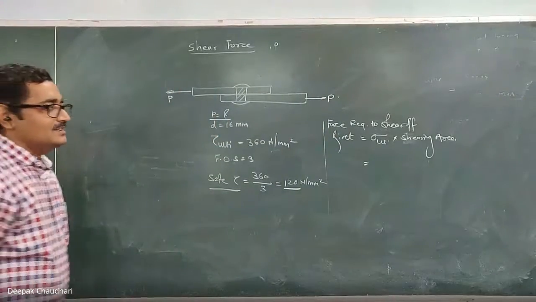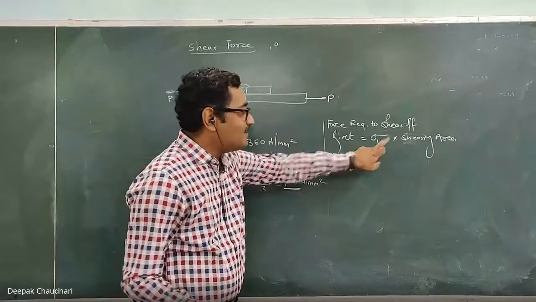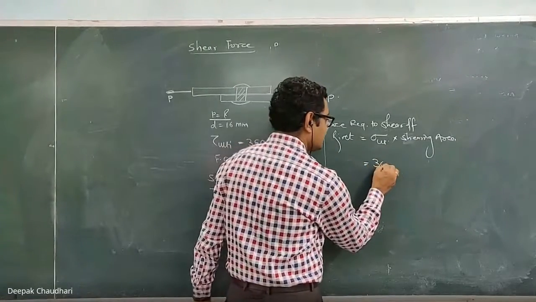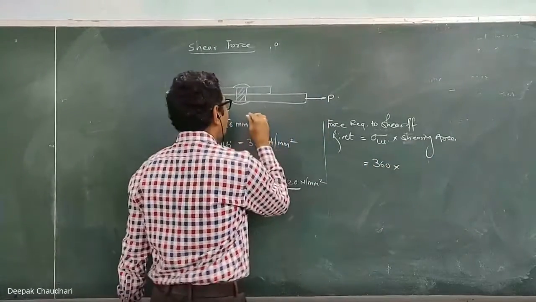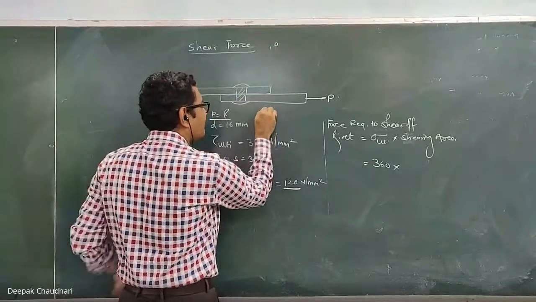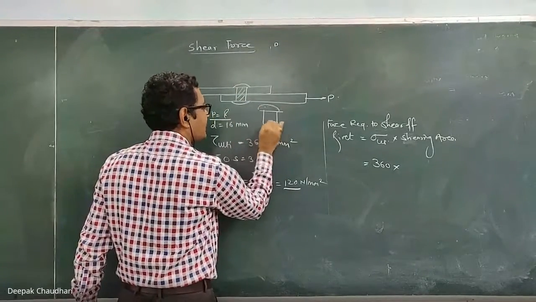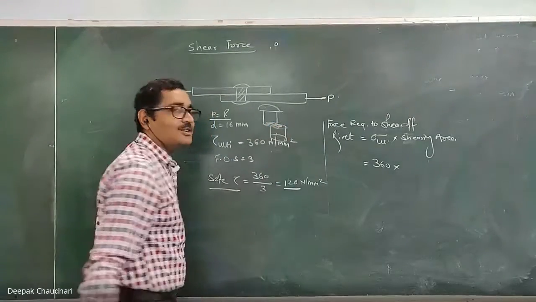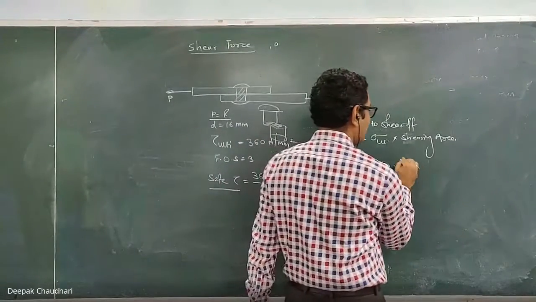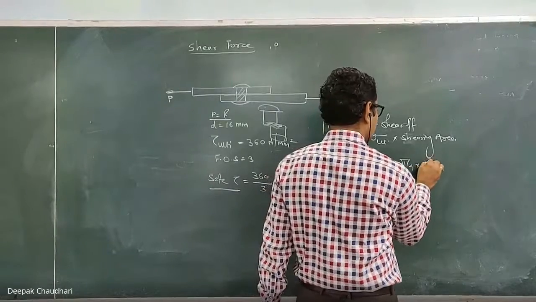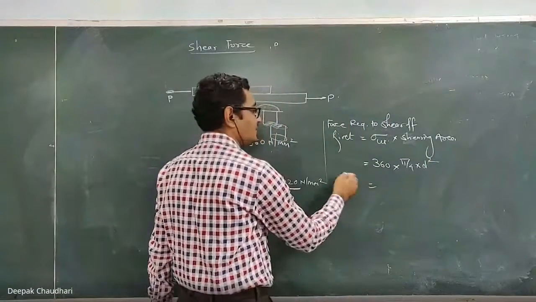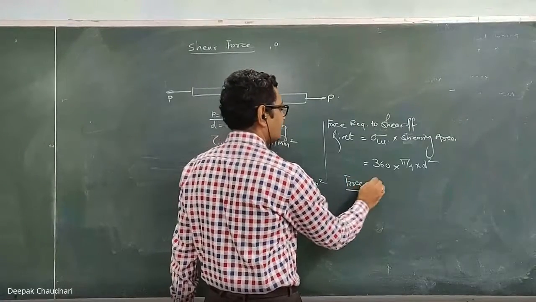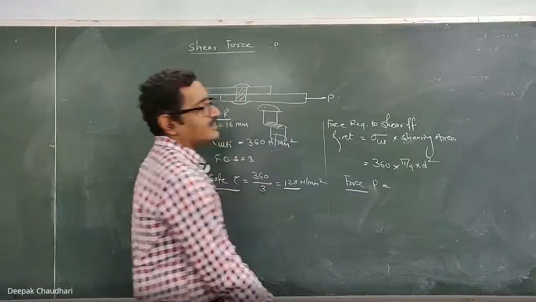Shearing area, because it is a shear stress. Is that clear? Why am I using the ultimate stress and not the safe stress? It is 360 into the shearing area of the rivet. Because of this applied force, the rivet will shear off like this. This is the area under shear, which is equal to the cross-sectional area, so it is pi by 4 into d square. Here d is known to you. Substitute that and you will get the force. This much force P is required to shear off the rivet.